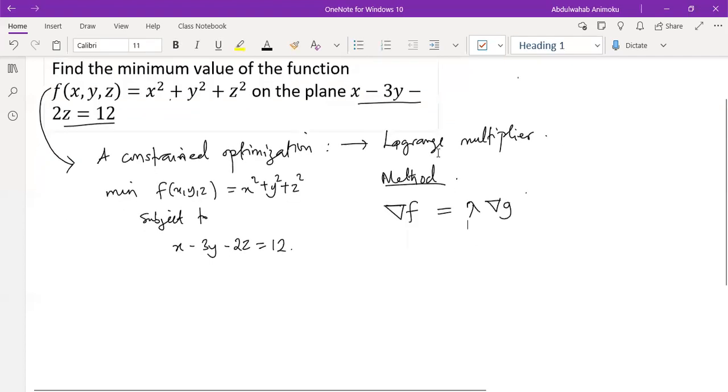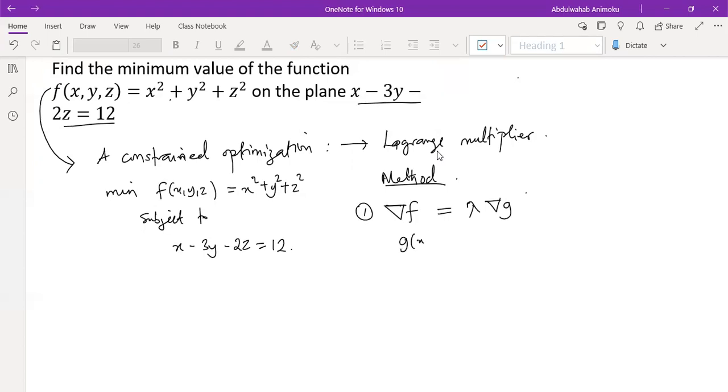Now, let's apply this to this problem. Once you find this, you need to solve it together with g of x. So you need to solve these two simultaneously, and you'll see how we would apply this. Now, let's just get right into it.